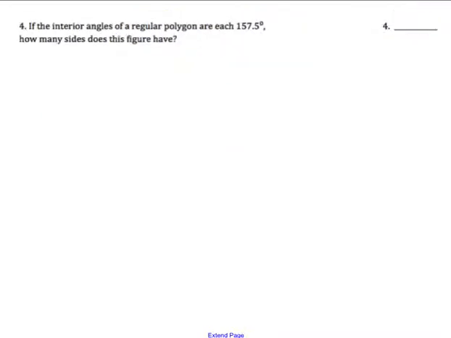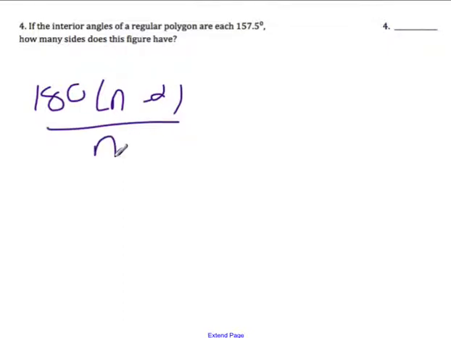Let's take a look at number 4. If the interior angles of a regular polygon are each 157.5 degrees, how many sides does the figure have? Okay, so to get the measure of the interior angle, we have to do 180 times n minus 2, divided by n. That's the formula for the interior angle, and that has to be equal to 157.5. Now I need to solve this for n.